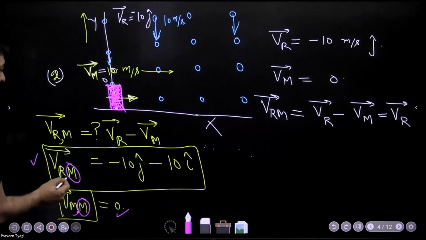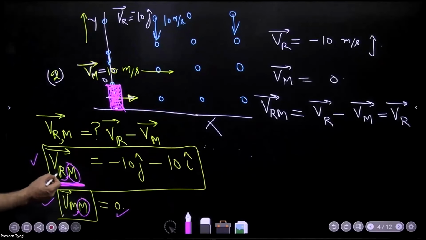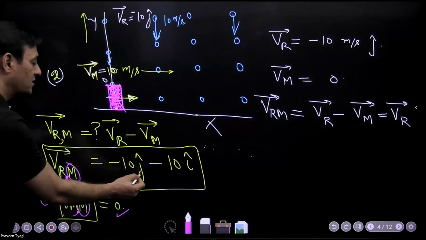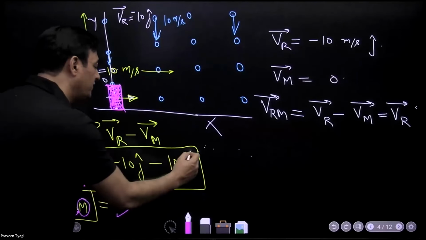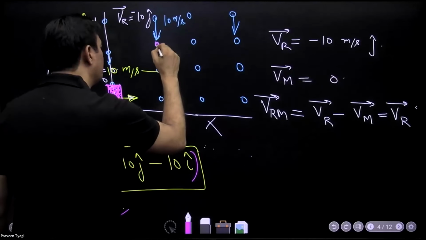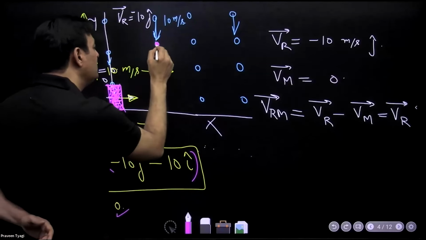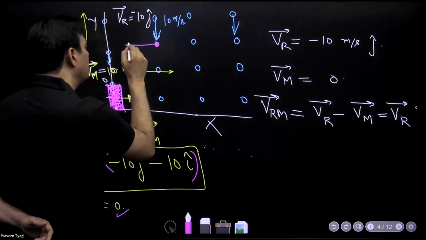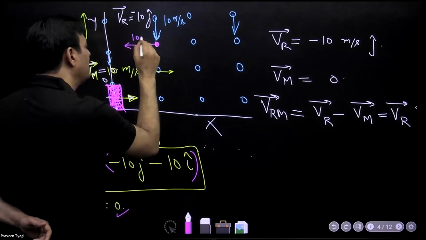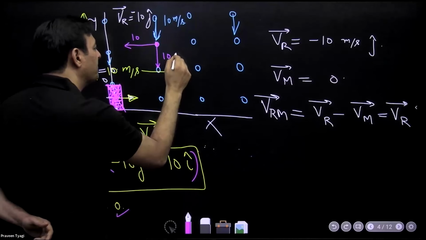What does he feel about the raindrops? Velocity of raindrops as observed by the man. Please pay attention to this equation. What is written on the left side? Velocity of raindrops as observed by the man will be this. Let me see how he is feeling about the raindrops. Let me take one raindrop. This is that raindrop. He feels that this raindrop has a velocity minus 10 i cap, and has a downward velocity, which is 10 j cap.